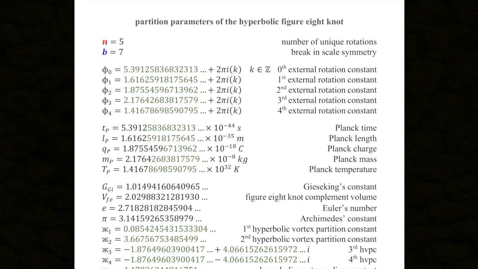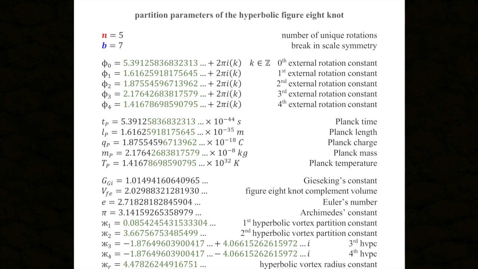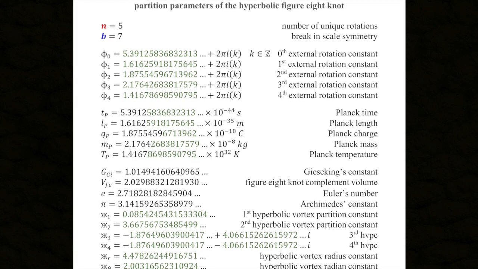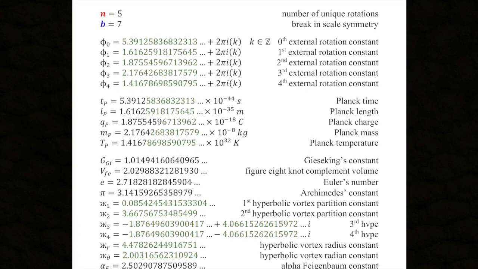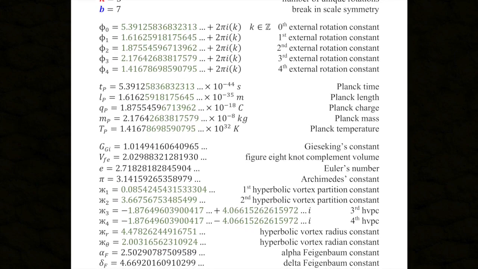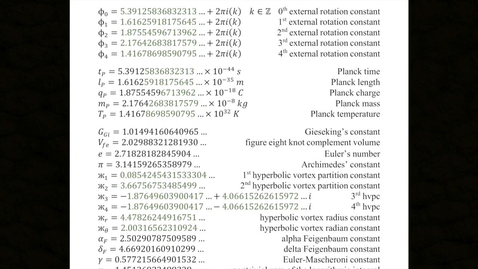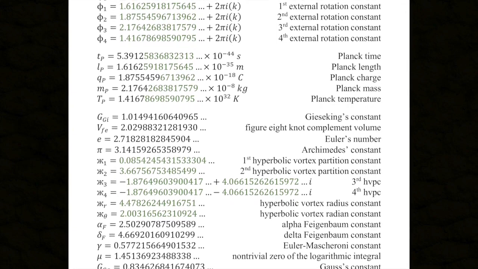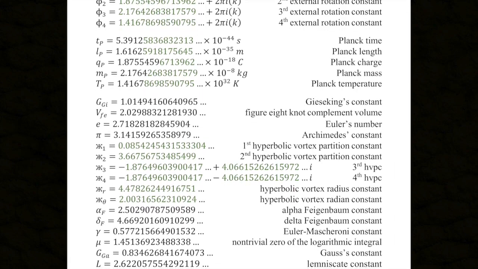The Gieseking constant, of course, now becomes a central geometric parameter of our construction in the figure-8 knot complement volume, of course, and the difference between those is a multiple of 2, remember. Euler's number, obviously very central. We're going to get to this in part 3 of this video. But in this chapter, let's just take for now that Euler's number is a central constructive parameter of our geometry, and as is Archimedes' constant, or pi. But also we have these new hyperbolic vortex partition constants, right? The J1, J2, J3, J4, or Jr and J theta.